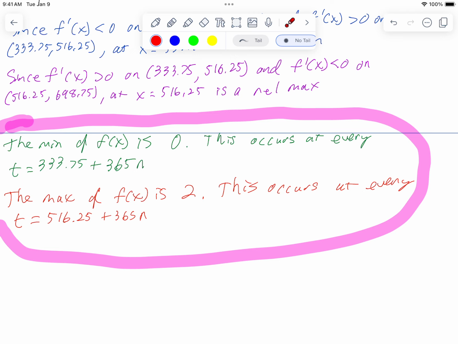Okay, so this one, we got a lot going on here. Let's first talk about the answers, and then we'll talk about how we get them. So first, the minimum of f of x is 0. The maximum of f of x is 2. The minimum is going to occur at every t equals 333.75 plus 365n, where n is integers, specifically positive integers because we want to be greater than 0. And then the max of 2 is going to occur at every t equals 516.25 plus 365n, again, where n is positive integers. So now how do we come up with that?